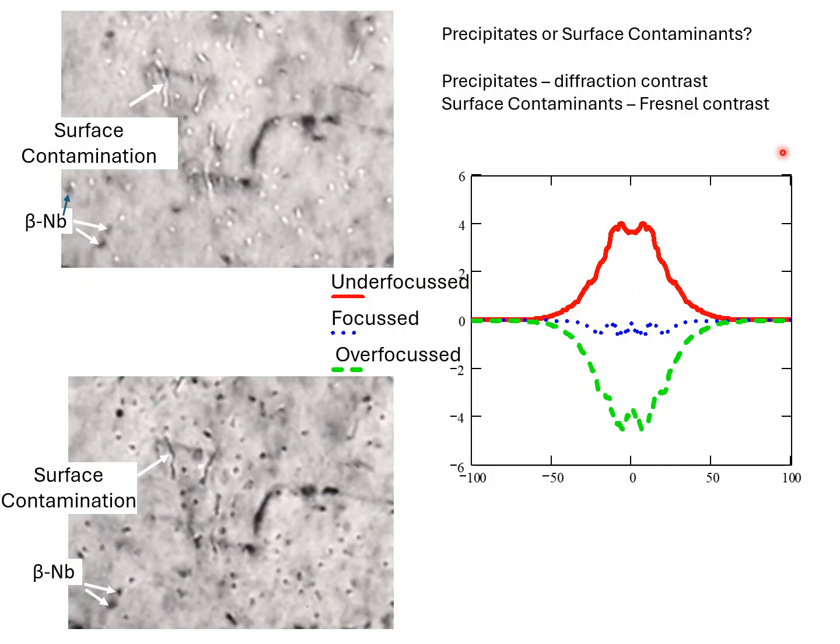Now, this is useful to some extent if you're looking at small cavities, because it might make it easier to see them. If you go through focus, you can see these points going from bright to dark. But a word of caution: contamination on the surface looks the same as cavities. So here are some pictures from Zirc 2.5 niobium pressure tubing.